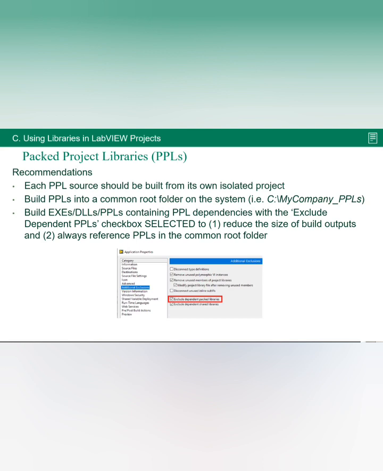And then my last recommendation, when you build any EXE or DLL or PPL that depends on PPLs, make sure to go into the additional exclusions page of App Builder and select the exclude dependent packed libraries option. What that does is it makes it so that all of your builds link to the PPLs that are sitting in that common root folder. So if you follow these recommendations, I'm not guaranteeing you won't have problems, but you will probably have fewer problems.